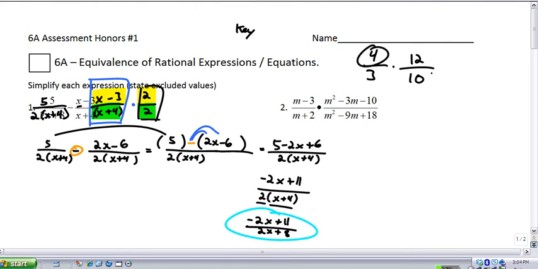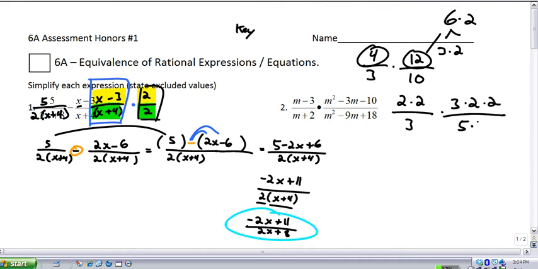So 4 is 2 times 2. The 3 on the bottom is just 3. 12 is 6 times 2, and 6 is 3 times 2. So 12 is 3 times 2 times 2. And the bottom is 5 times 2. The reason I like to do that is I can save myself some work, right? I'm looking at this fraction here, and I notice the entire bottom is multiplied by 2, and the entire top is multiplied by 2. So I can cancel those out.